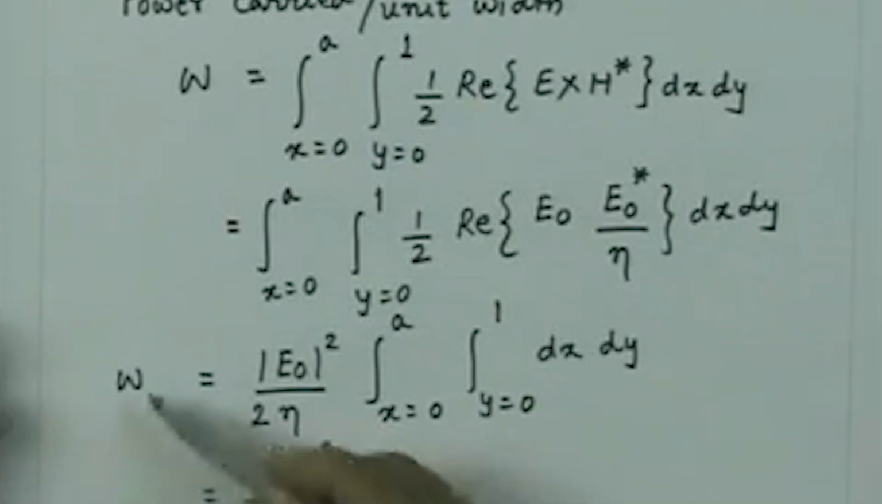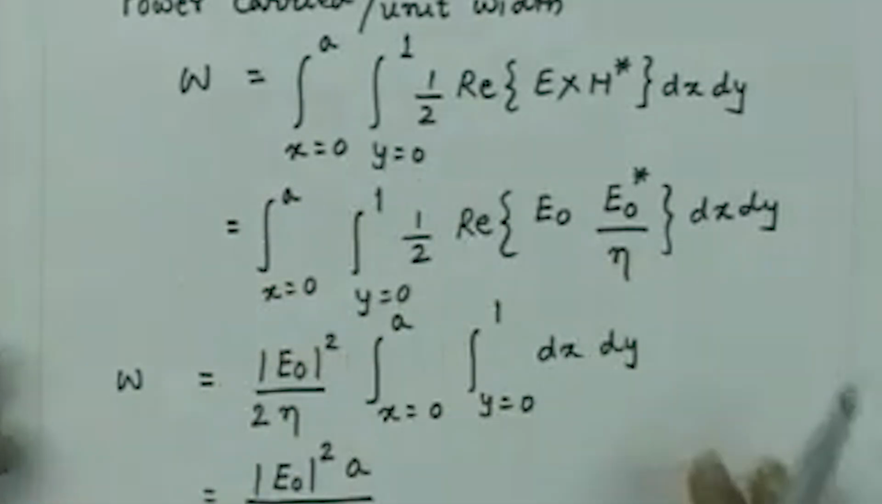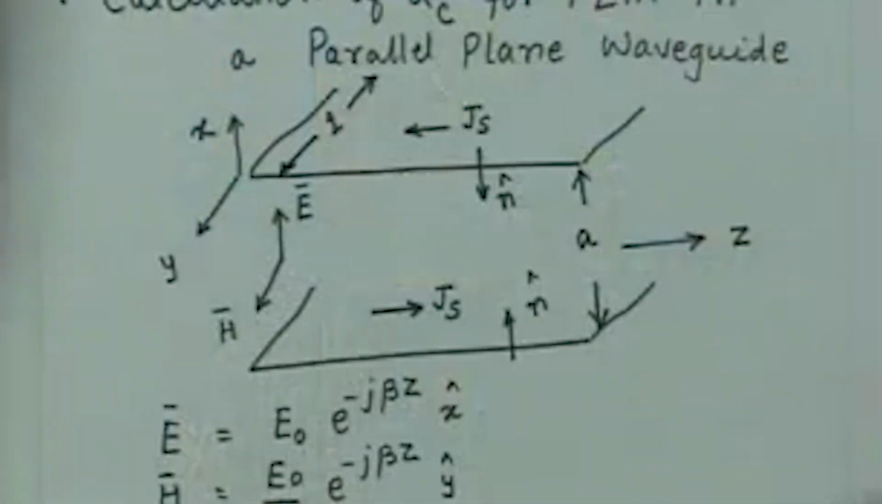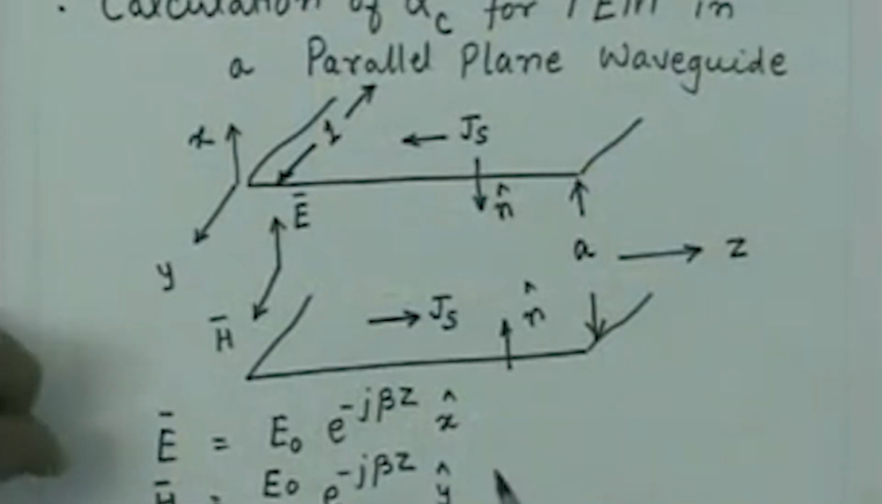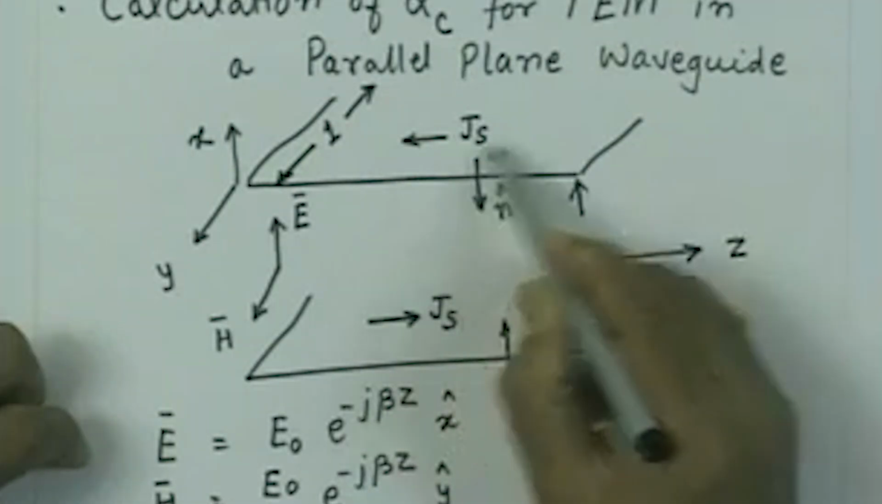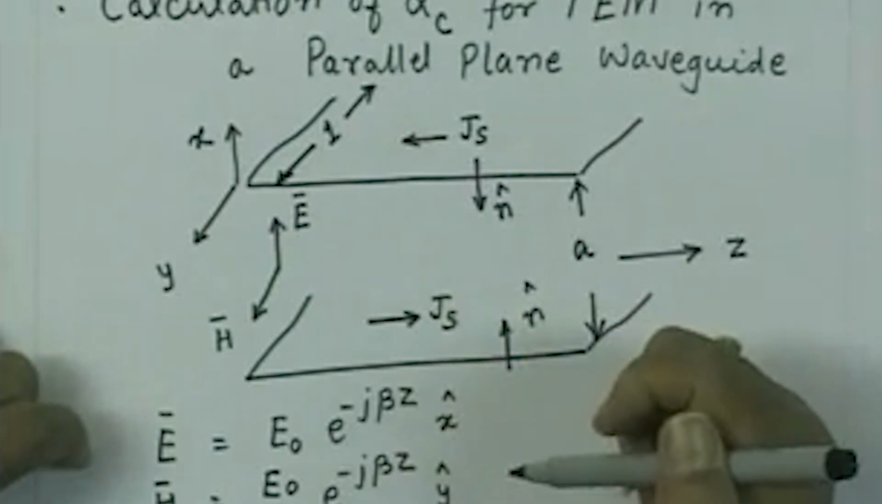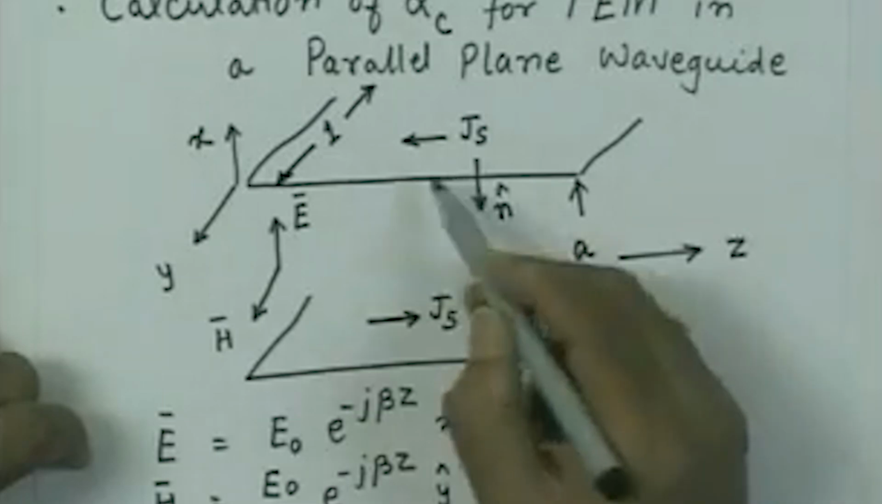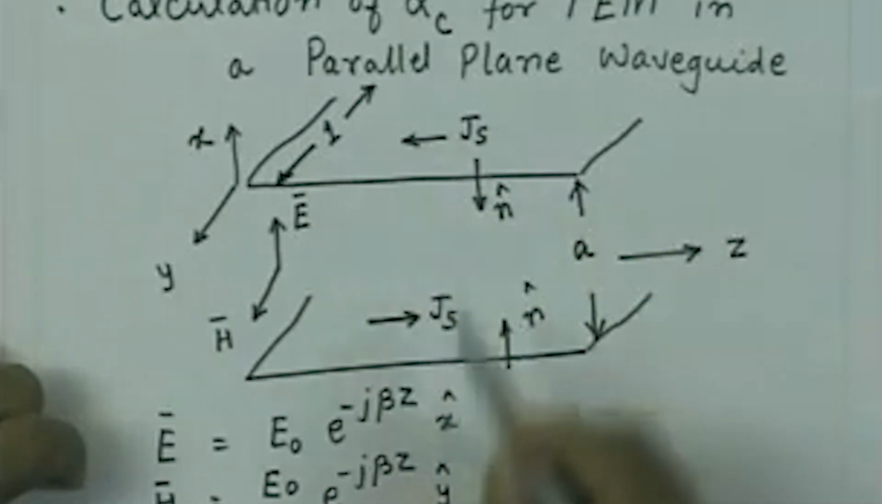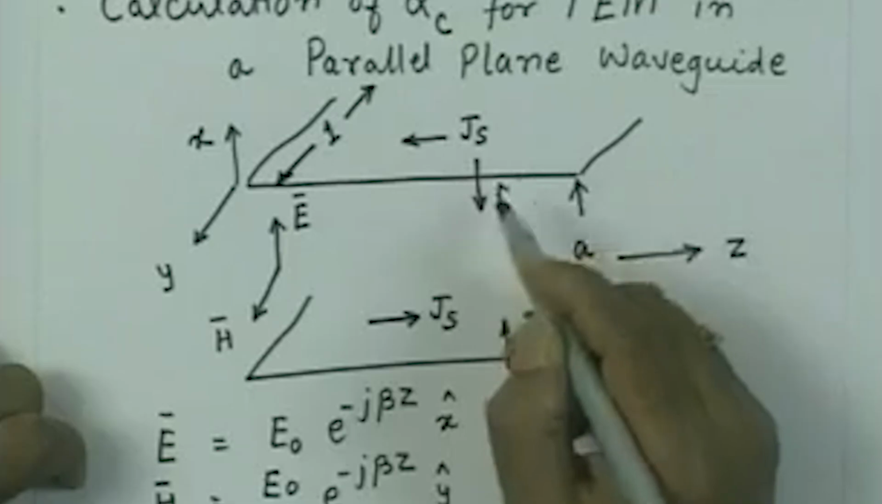So, we have now got the total power carried by the parallel plane waveguide for a transverse electromagnetic mode per unit width of the waveguide. The second quantity which we need is the power loss per unit length of the waveguide. As we have seen earlier, when we introduced the concept of surface resistance, if we know the conductivity of this medium, we can calculate the surface resistance, and once we know the surface resistance, the power loss per unit area is half Rs into |J|².